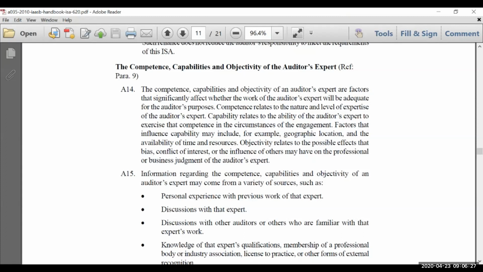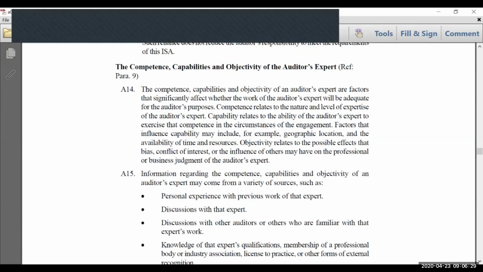Now, towards objectivity. It relates to the possible effects that bias, conflict of interest, or the influence of others may have on the professional or business judgment of the auditor's expert. So are they independent? This particular expert you want to hire, are they independent? Can they deliver an unbiased opinion? Can they give you unbiased advice?